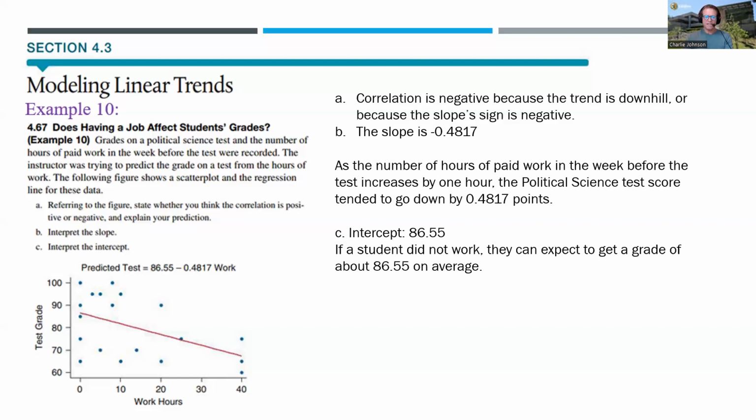And so now you've seen in example 9 where the intercept didn't make any sense, extrapolation didn't work. And in this case, we weren't extrapolating. This was in the range of the data. The 0 work hours was in our range of the data, so the intercept made sense this time.